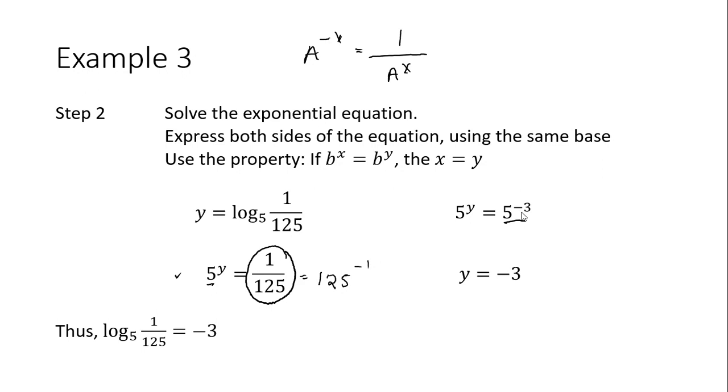Okay? Since they already have the same base, mga anak, by the use of the property, we will just be getting their exponents, which are y and negative 3. After that, okay, here we go. We don't have anything else to deal with. So the final answer is y is equal to negative 3. Again, once we write the final answer, it should look like this: the logarithm of 1 over 125 to the base of 5 is equal to negative 3. Okay, do you have questions, mga anak, on example number 3?